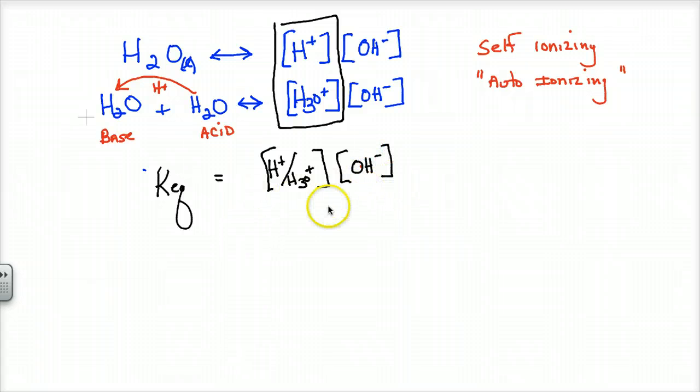Notice I don't have any denominator here because this is a liquid. Solids and liquids do not apply here. Okay, so Kq is equal to the product of these ions, kind of like a Ksp. Now, because this is a special reaction, it happens in water, in aqueous solutions, we don't call this Kq, we call this Kw. And at a fixed temperature, Kw, remember equilibrium constants are dependent upon temperature, is equal to 1 times 10 to the negative 14.